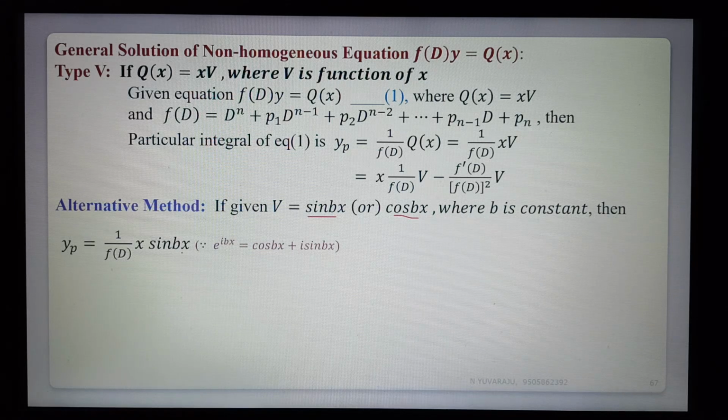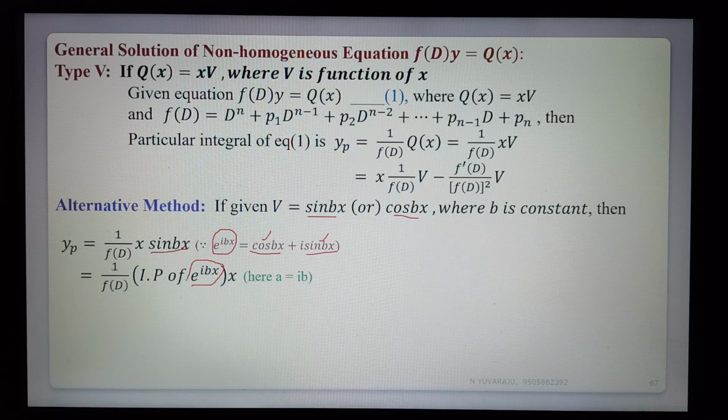V is equal to sin bx, but we know that e power i bx in complex numbers can be written as cos bx plus i sin bx. So cos bx is the real part of e power i bx, and sin bx is the imaginary part of e power i bx. Replacing sin bx, yp is equal to 1 by f of D into the imaginary part of e power i bx into x. Now this is in the form e power ax into V, so we proceed as in type 4.